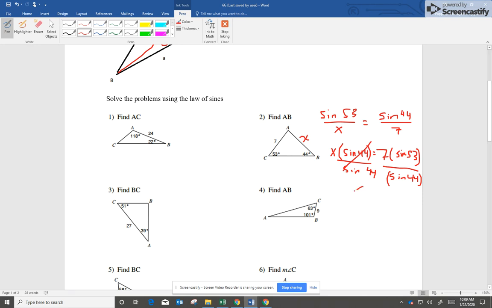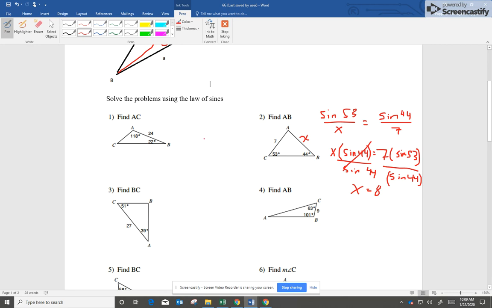So if we go to type this in a calculator here, we have 7 sine 53, close parentheses up, and we'll divide that number by sine of 44. And x is going to be equal to about 8. I believe it was 8.05. We'll round that to just 8.